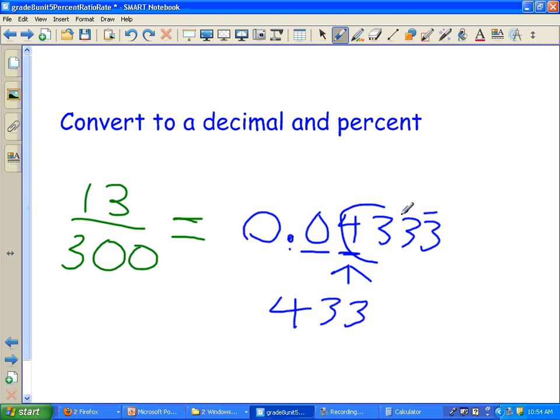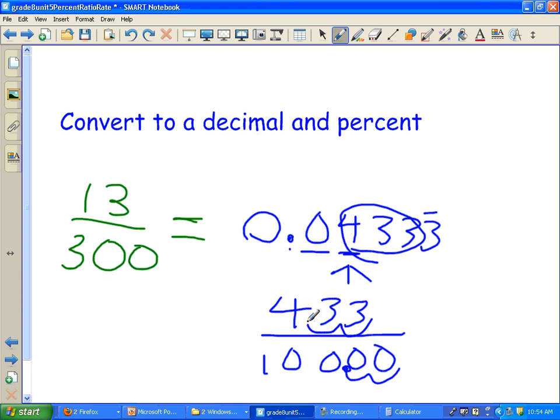I'm not going to go any further with the decimal. I'm just going to use 3 right up to there. And this is tenths, hundredths, thousandths, 10,000ths. So I'm going to put 10,000ths. Of course, for percent, I only want it out of 100. So I'll just shift 2 places to get it out of 100. So to get it out of 100, it's 4.33 out of 100, or 4.3%.